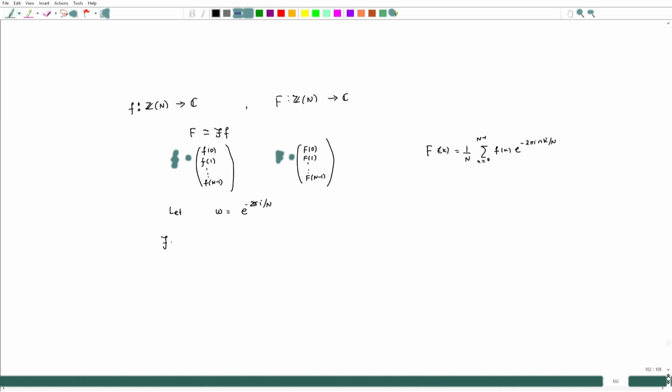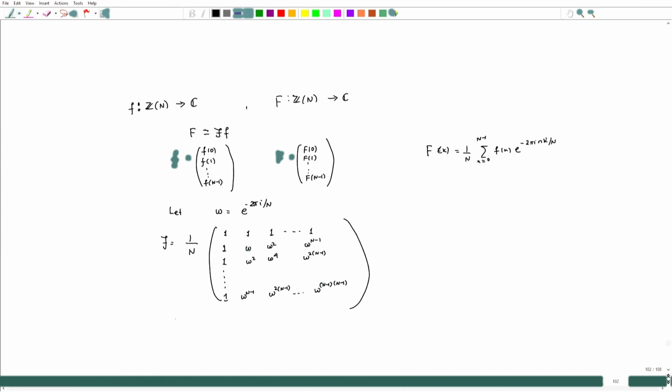Now, consider the matrix script F, which is 1 over n times the matrix with first row all 1s, second row 1, omega, omega square, up to omega to the power n minus 1, third row 1, omega square, omega to the power 4, up to omega 2 times n minus 1, and so on, with the last row 1, omega n minus 1, omega 2 times n minus 1, up to omega n minus 1 times n minus 1. This is what we have defined.